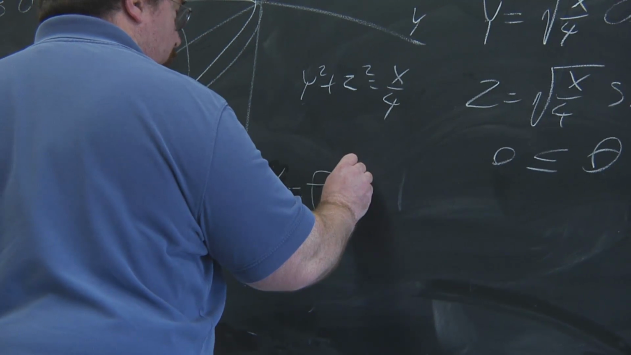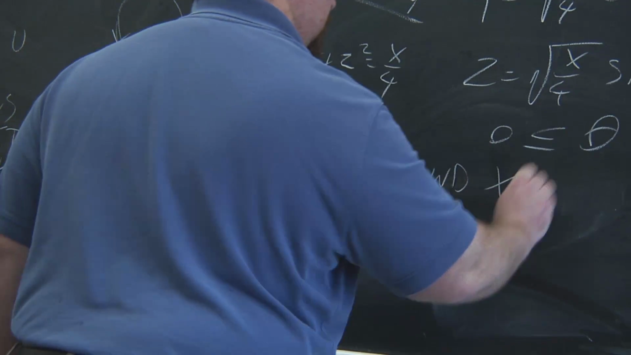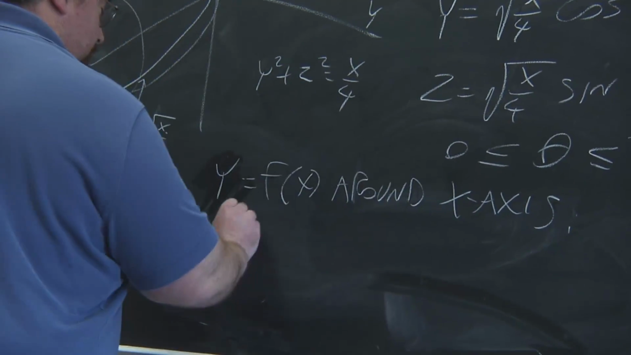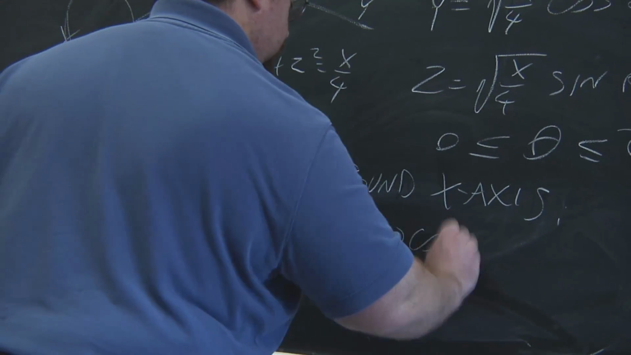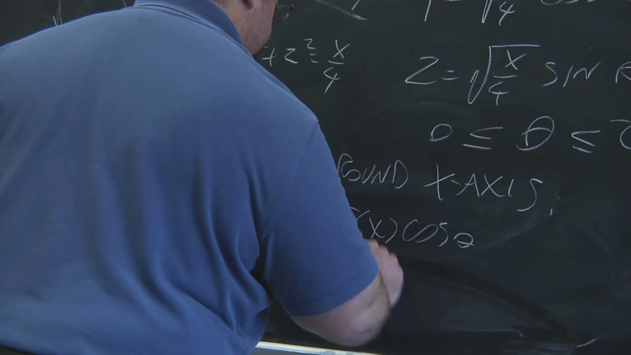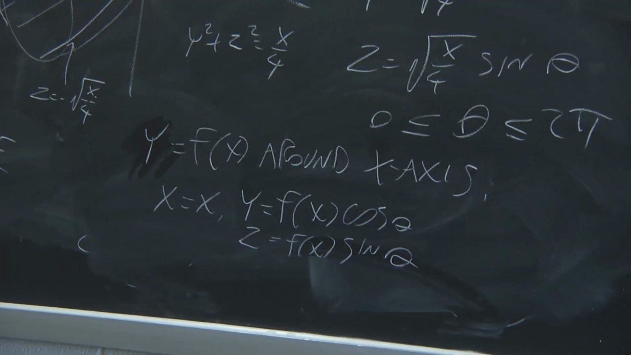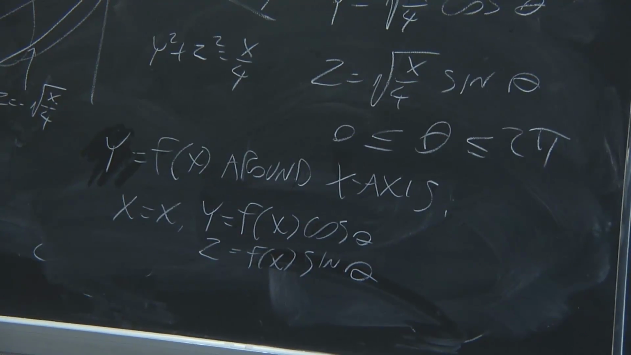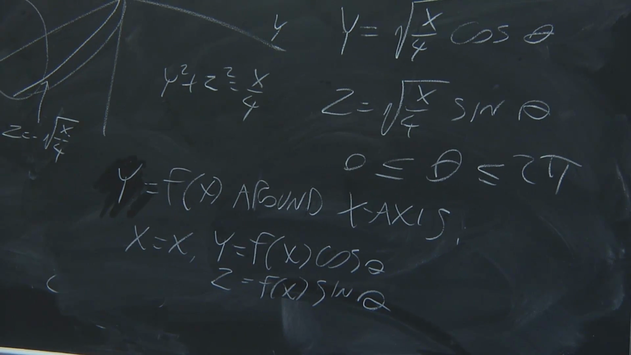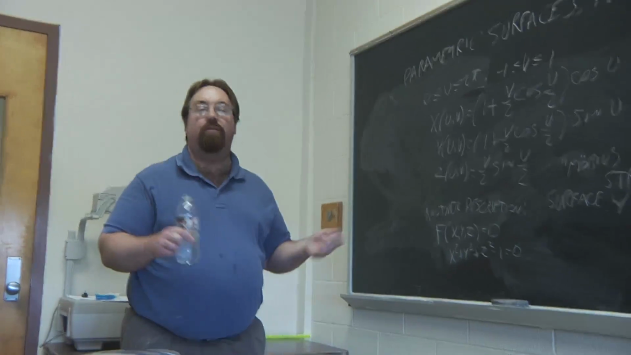If you're revolving y equals f of x, or z equals f of x, around the x-axis, then you get x equals x, y equals f of x cosine theta, z equals f of x sine theta. If you're revolving instead around the y-axis, then it's best to express this as a function of y. Then you can do the same thing. And we'll come back to these surfaces of revolution at the end.